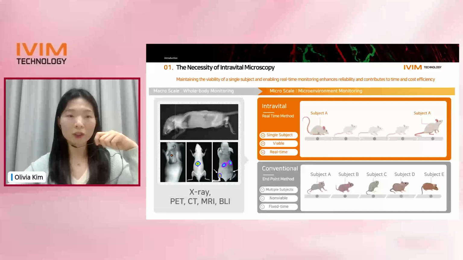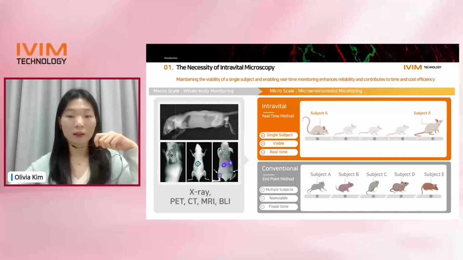As I mentioned earlier, conventional techniques only yield rough, low-resolution data since they capture images at the whole body or whole organ level. To overcome these limitations, we have developed a more advanced intravital microscope that enables researchers to track cellular dynamics, monitor drug distribution, and assess therapeutic effects even in challenging organs such as the lung and heart.